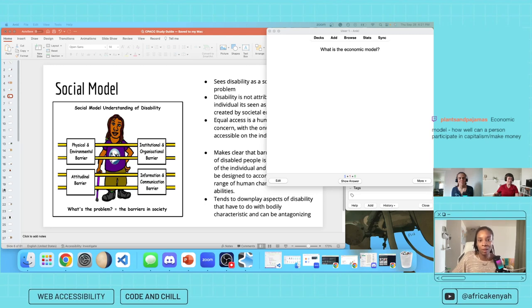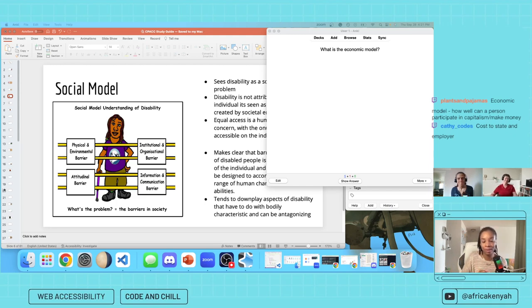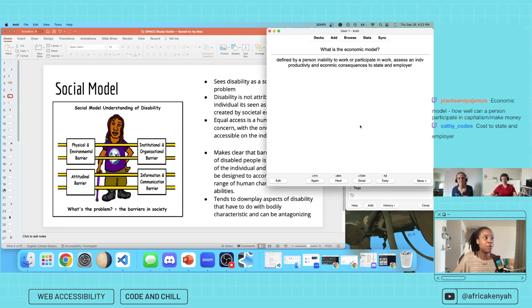Plants and Pajamas said, economic model, how well a person can participate in capitalism, make money. Kathy Coates said, cost of state and employer. Yep, sounds about right. Defined by a person's inability to work or participate in work. Assess an individual's productivity and economic consequences to state and employer. Really, I love it. All right, this is how you know that Anki works. I mean, it does. I don't even know what to say about it other than it just works.